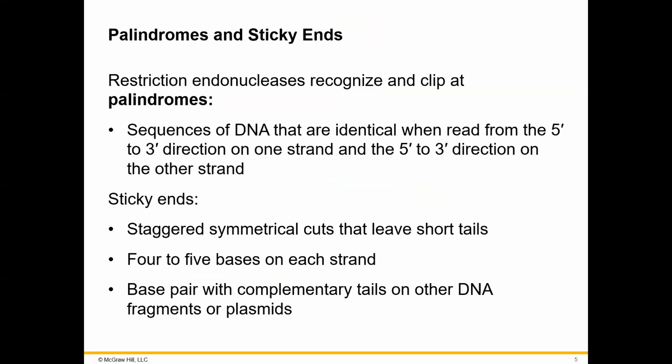So anyway, moving on, the palindromes and those sticky ends are staggered symmetrical cuts. They're always going to be symmetrical. Cutting at the 1 and the 1, whether one enzyme might have 2 and 2, either way, it's always going to be symmetrical. And they will usually be 4 to 5 bases on each sticky strand so that you can get accurate pairing up of DNA and control it a little bit better.